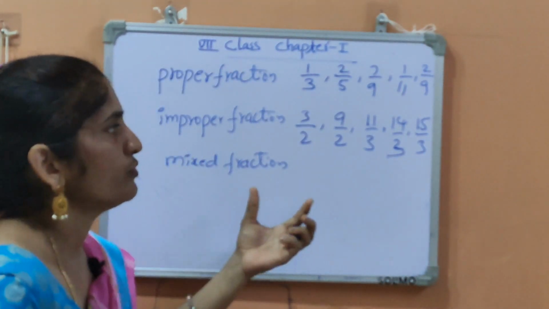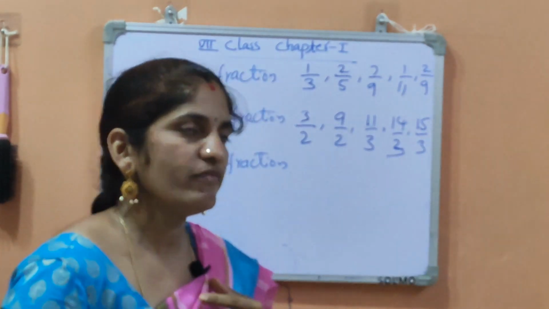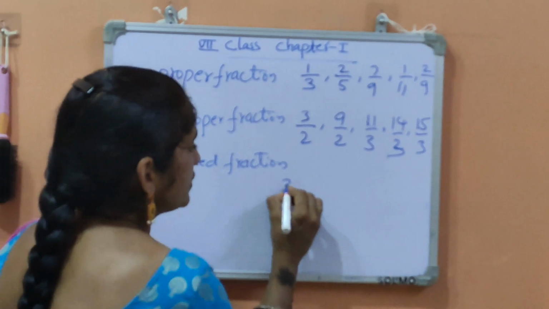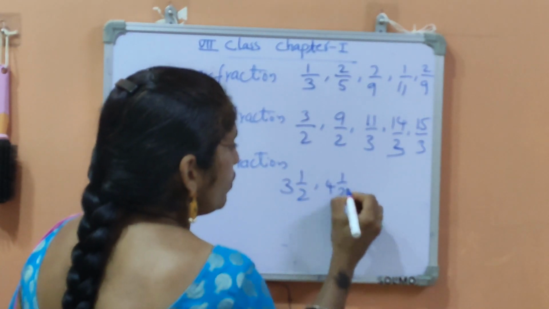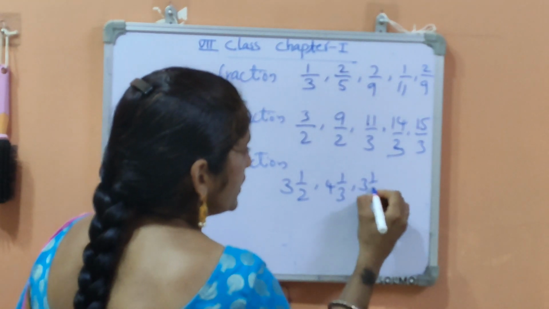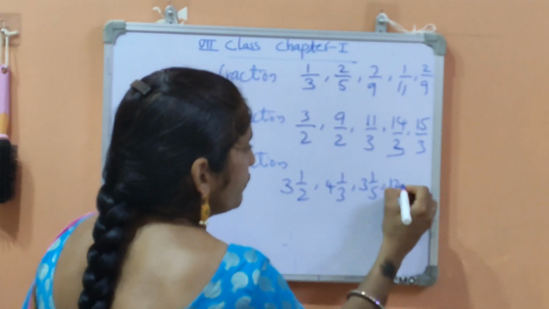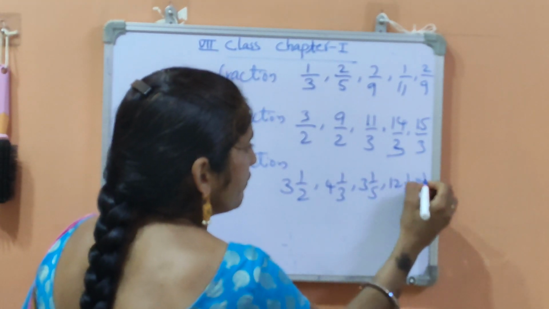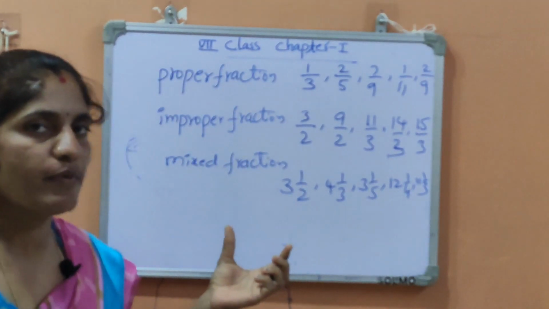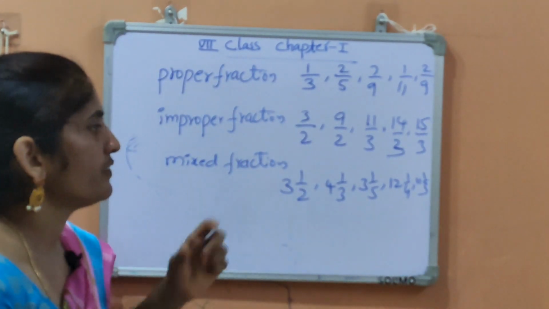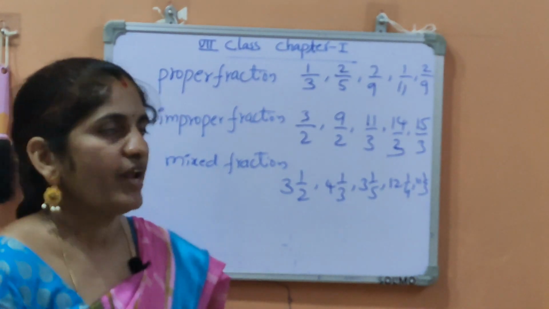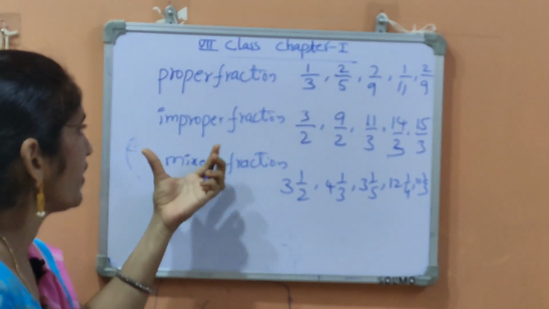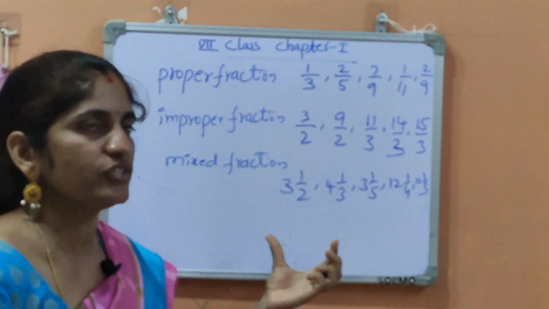So this type of fractions are called improper fractions. Mixed fractions means a mixed fraction has one whole part. So 3 1 by 5, 12 1 by 4, 11 1 by 3, like this. These types of fractions are called mixed fractions. Mixed fractions are one type of improper fractions. So this is about proper fractions, improper fractions, and mixed fractions.